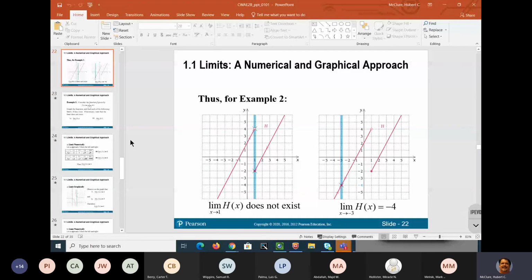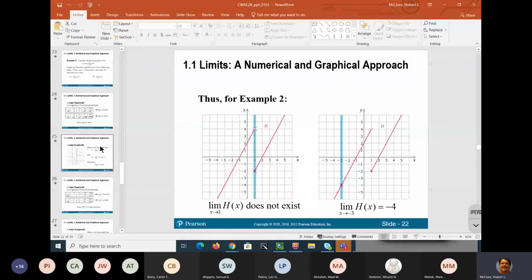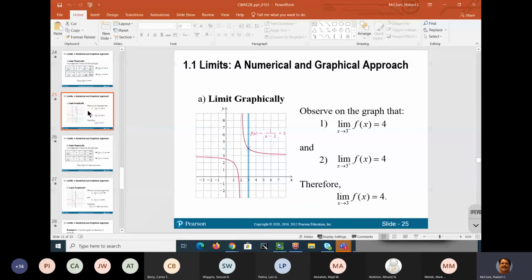Now, this one does exist because it's -3, not +1. That's the same thing. I'm not worried about that. That's the same thing.